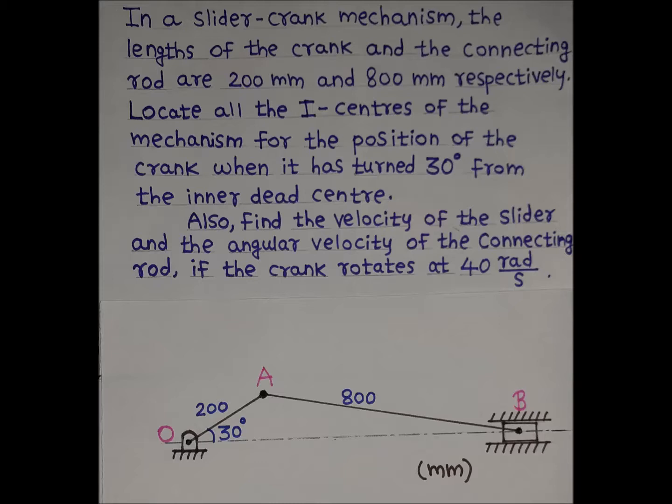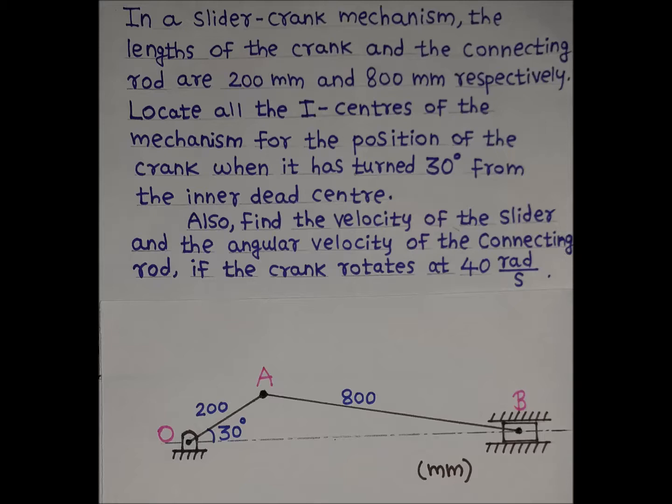Configuration diagram of the mechanism is shown. Length OA is representing the crank, length AB is representing the connecting rod, and at the end of the connecting rod there is a slider. Angle made by the crank with IDC is 30 degrees. All dimensions are in mm, that is the crank is 200 mm in length and the connecting rod is 800 mm in length. First we will draw the configuration diagram.